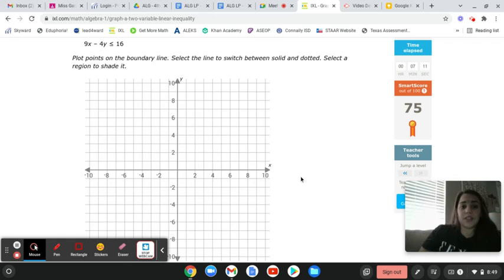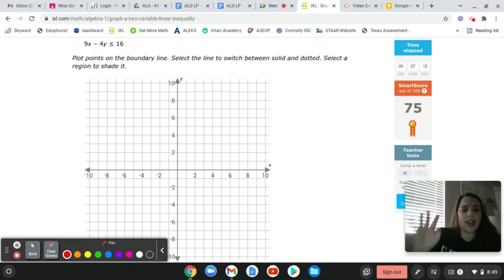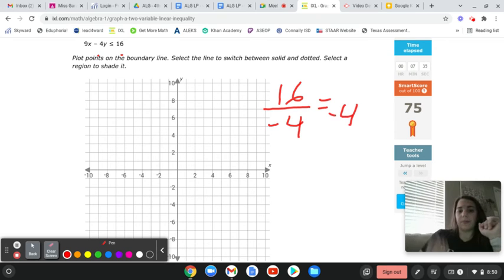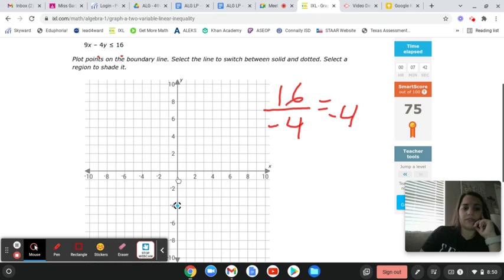Wonderful. All right, so the x-intercept is 16 over 9. 16 over 9 is a decimal, so I'm going to skip it and move on to the y-intercept. The y-intercept is c over b, so 16 over negative 4. We do consider that minus 4 a negative 4. 16 over negative 4 is 4. Oh, no, it's negative 4. So my y-intercept is negative 4. And then I have to find my slope because my x-intercept didn't work.